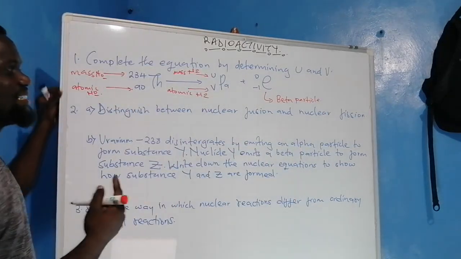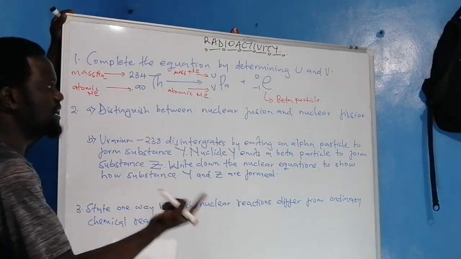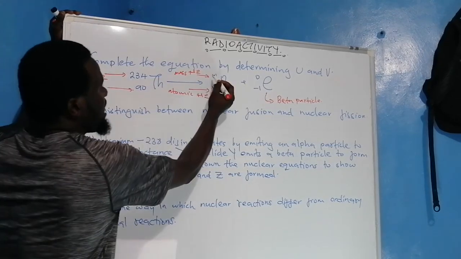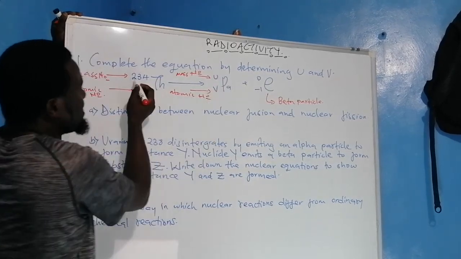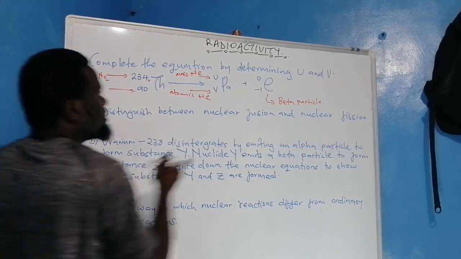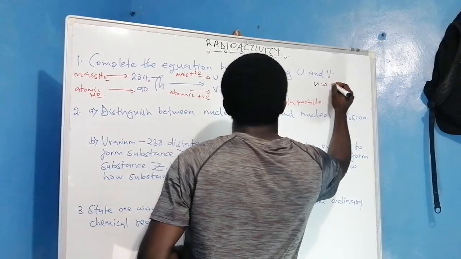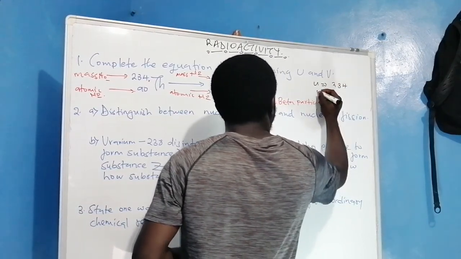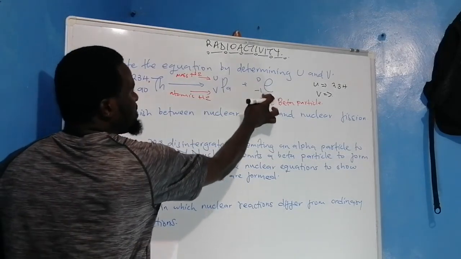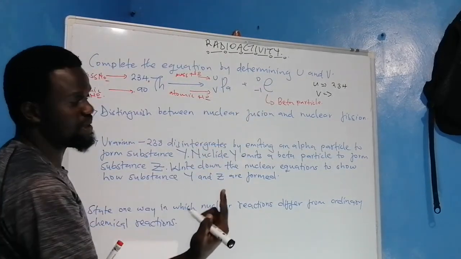Now, when beta particles are released during a radioactive decay process, the mass number remains the same. It therefore means that U will be equivalent to 234, and the atomic number normally increases by 1.